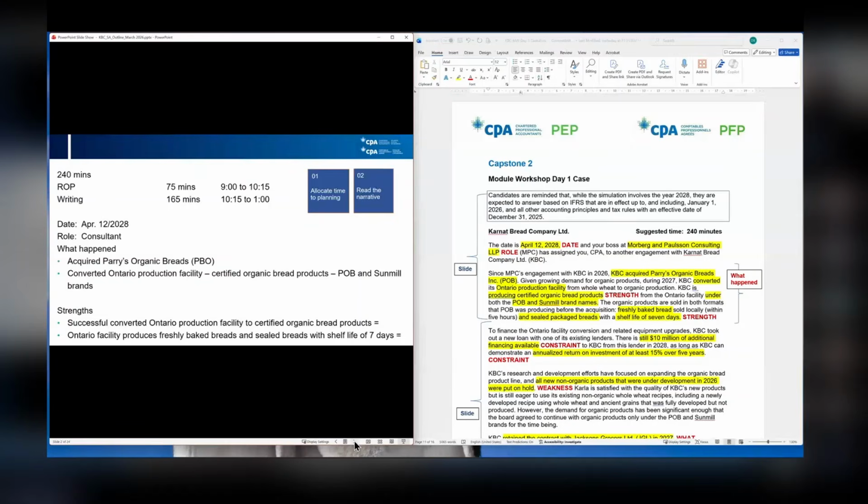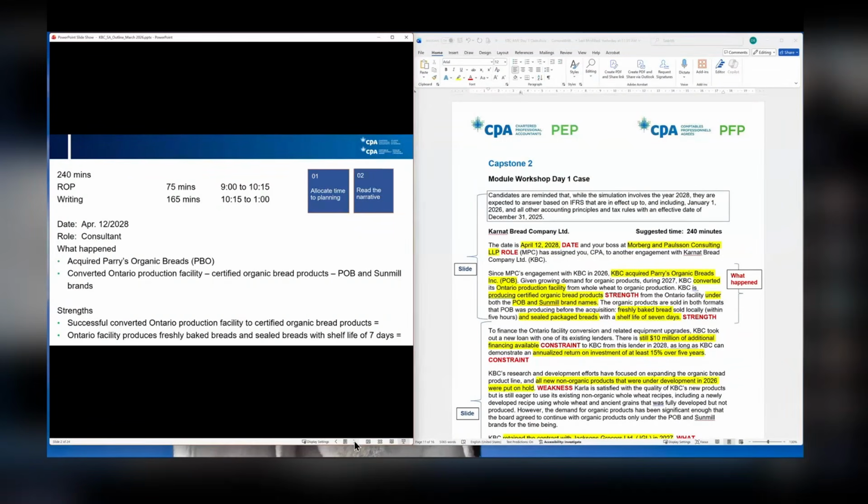I'm going to go through the 9-step planning process that CPA Canada advises to use. The first step is to allocate time to planning. So for ROP, which is reading, outlining, planning, I'm going to allocate 75 minutes, and it is an appropriate, valuable time. And you'll see why when I show you the overall outline and situational analysis. So I'm going to put my start time, 9 o'clock to 10:15. For writing, I'm going to write my response the remaining 165 minutes. So that's from 10:15 to 1 o'clock. I'm going to break that down even further once I know what the requireds are.